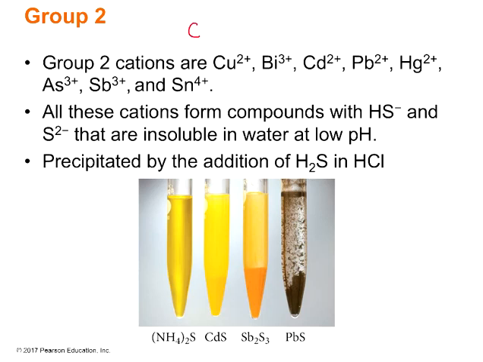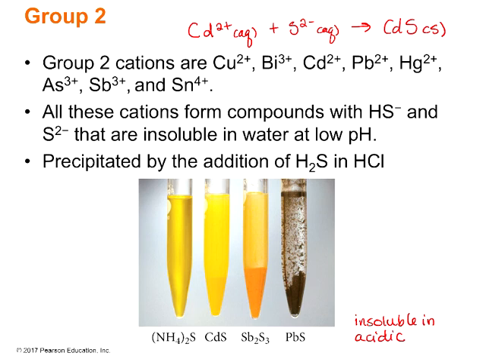So for instance, maybe cadmium is present in your solution. Initially it's aqueous, and then it will react with any of the sulfur that's present from H2S and produce cadmium sulfide. So again, these sulfides are insoluble in acid. So that's why we also had HCl in solution.